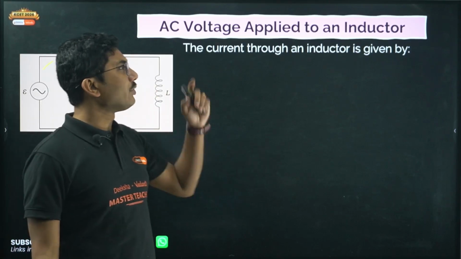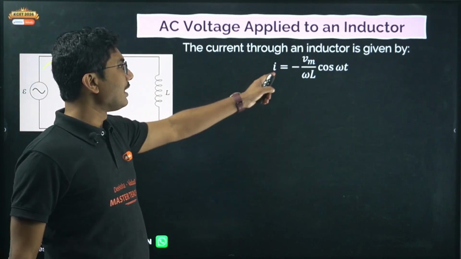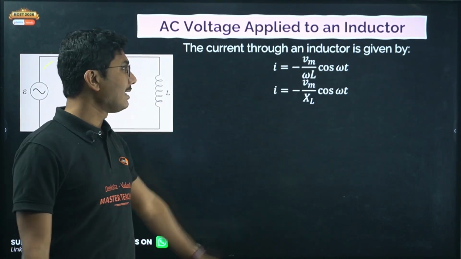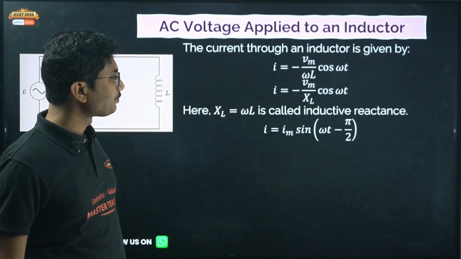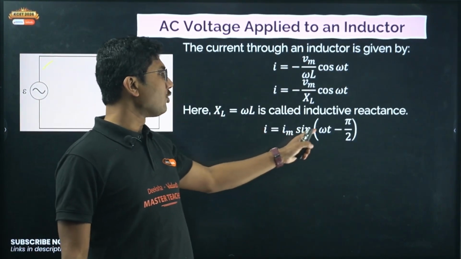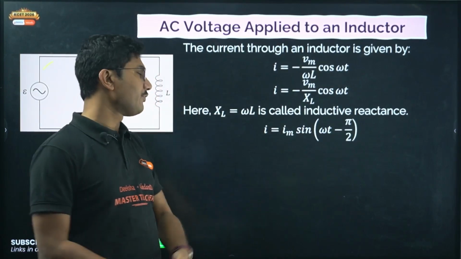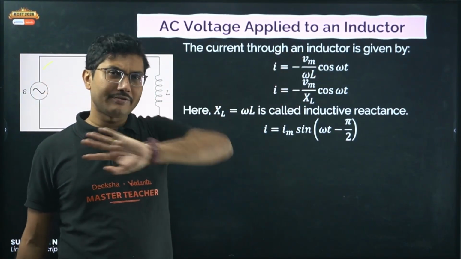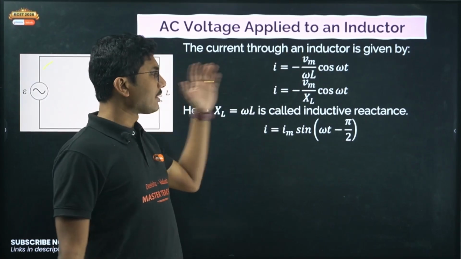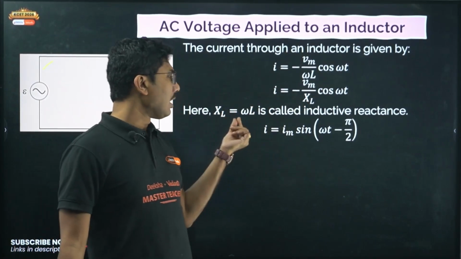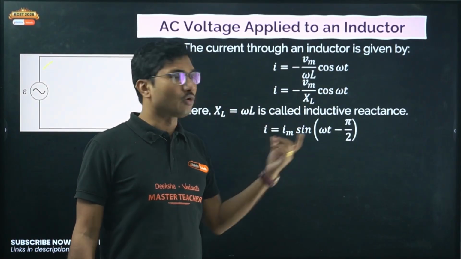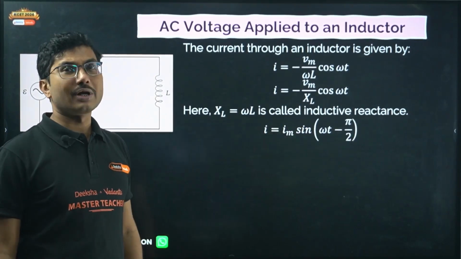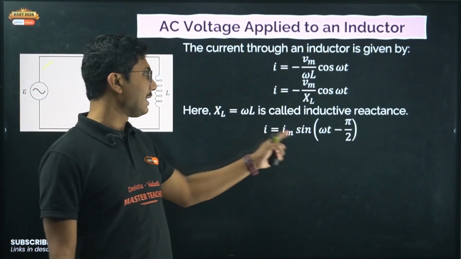The current through an inductor is given by I equals Vm by omega L cos omega t, and this can be represented by Im sin(omega t minus pi by 2). This is very, very important. The derivation part we are not doing because derivation is not in the syllabus, so we are skipping that. Only I equals Im sin(omega t minus pi by 2) is important, and that is the formula for the current that is being allowed through an AC inductor.